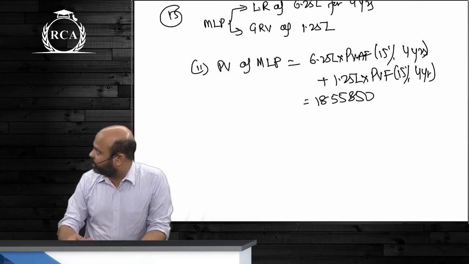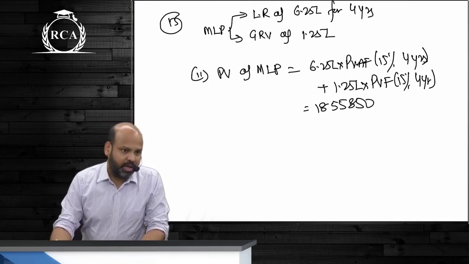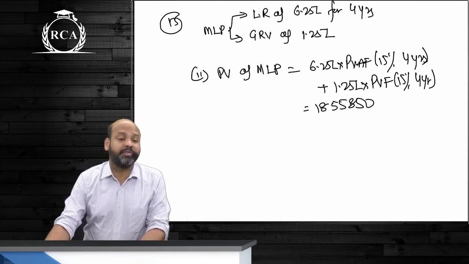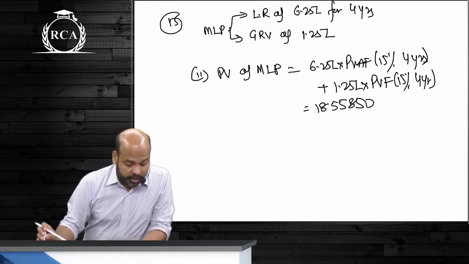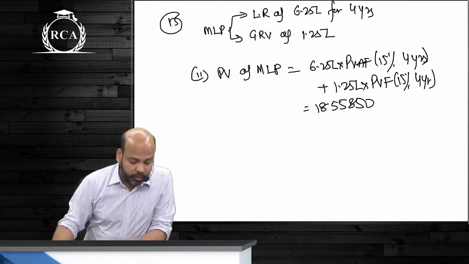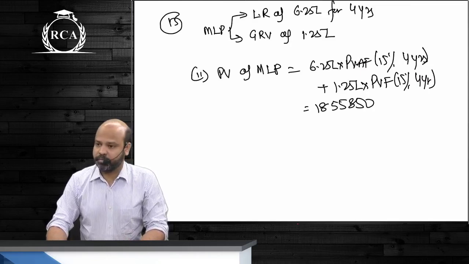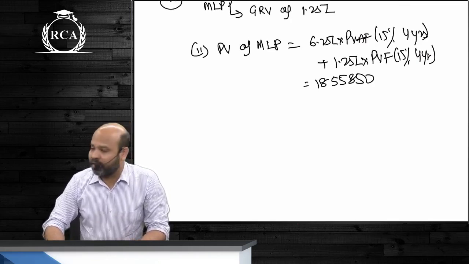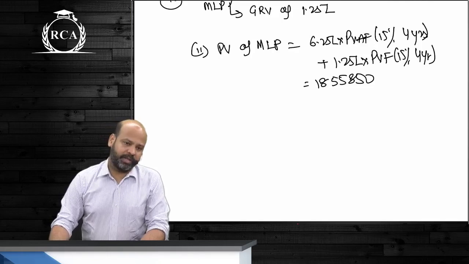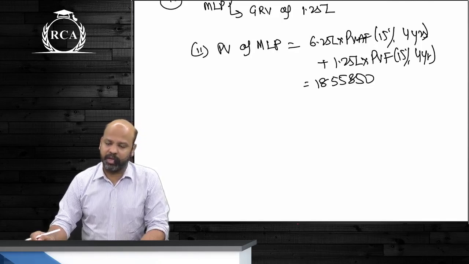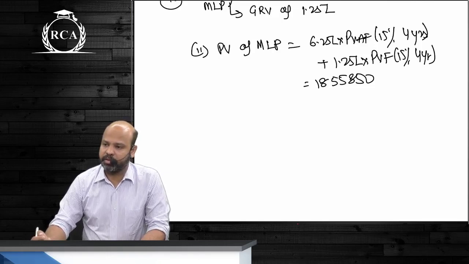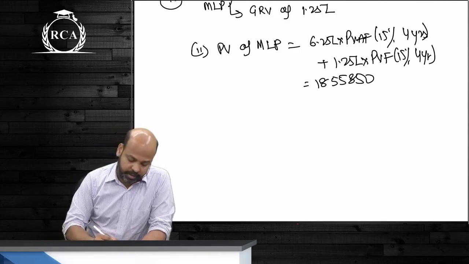Answer to the first bit, guys, is 26 lakhs 25,000. Answer to the second bit is 18 lakhs 55,850. They've asked us to compute the present value of MLP, minimum lease payments, which is 18 lakhs 55,850 rupees. Clear, guys? Next bit, beta.